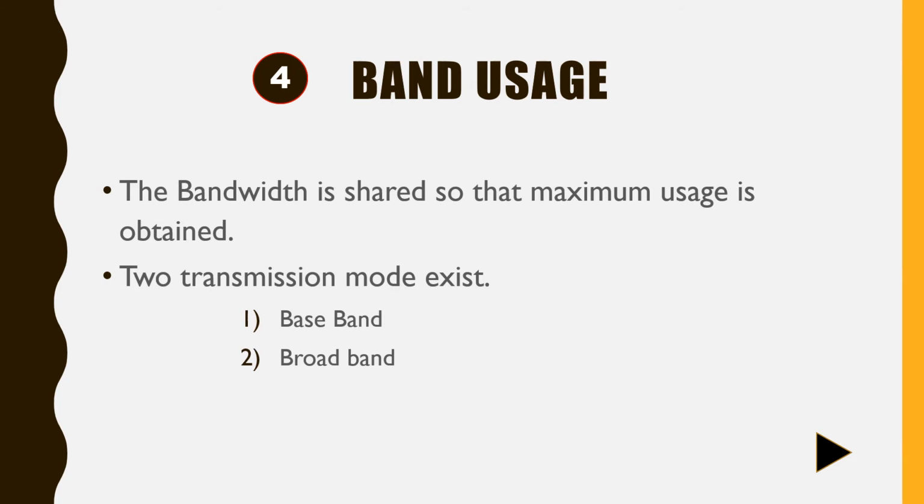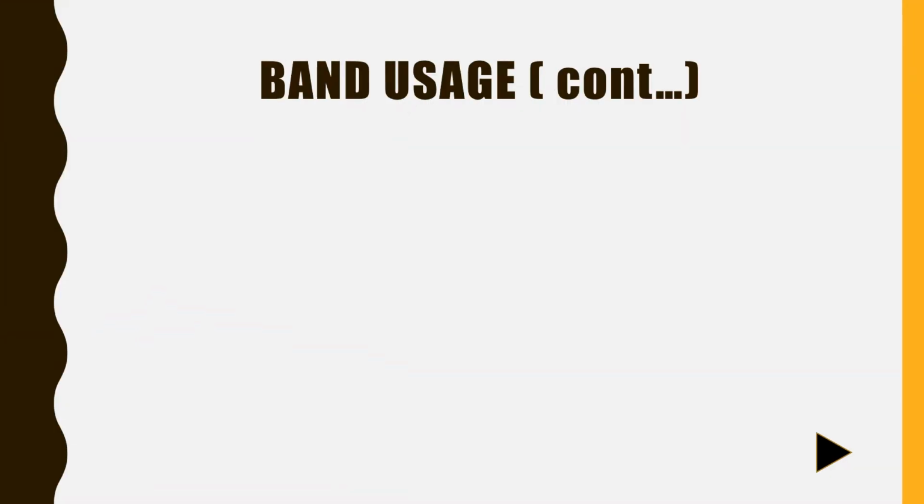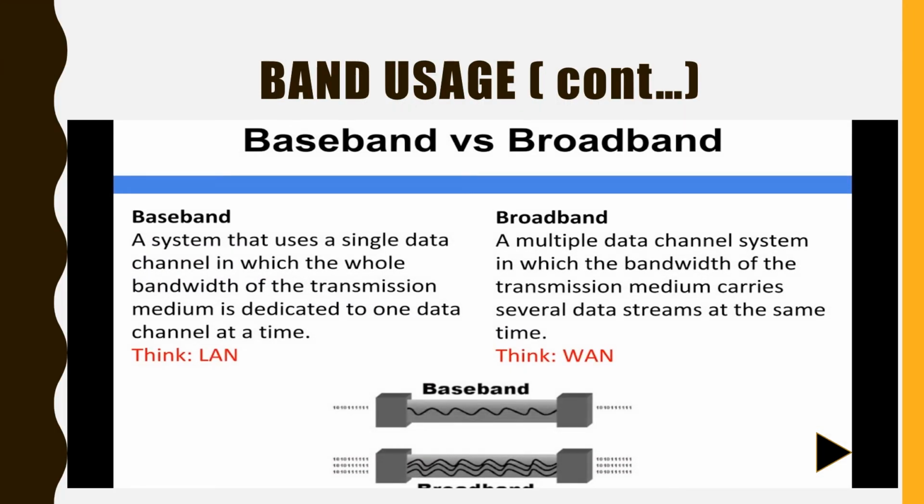Now I take an example here. I have given a diagram, that is baseband. Only a single frequency is going from sender to receiver, from one point to another point. And here is the broadband. For example, I have shown three frequencies, but in reality there are many more frequencies. A transmission media that carries more frequencies at a time is called broadband usage. And a transmission media that carries only a single frequency at a time is called baseband.